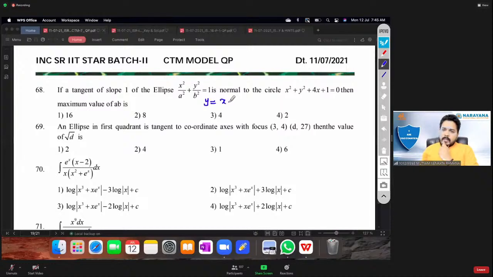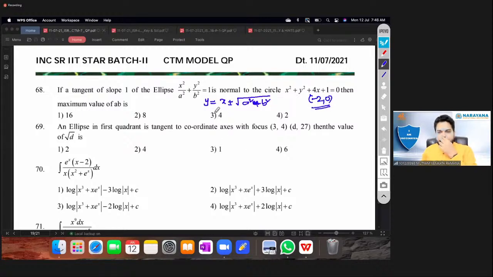To mx plus or minus square root of a square m square plus b square. It is the normal to this one. This is normal, meaning minus 2 comma 0. So this can be written as y minus x minus 2 is equal to square root of a square plus b square, because minus means you need to take this one. A square plus b square is equal to 2.